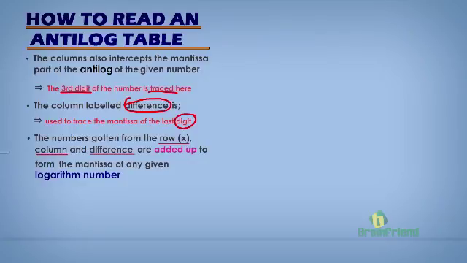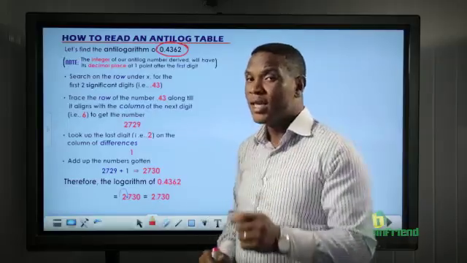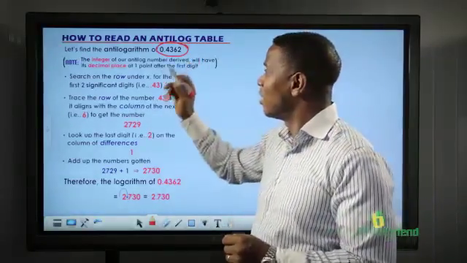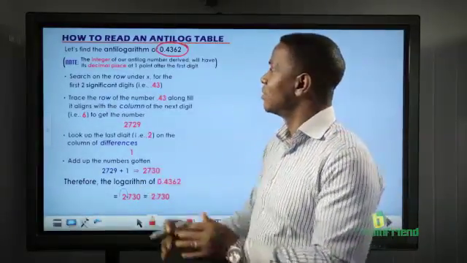Now the numbers or the values we get from the row, the column, and the difference are added up to form the mantissa of any given logarithm number. Let's take this typical example. If you've been asked to find the anti-logarithm of 0.4362. Once again, we said a typical anti-logarithm number is divided into its integer and the mantissa.